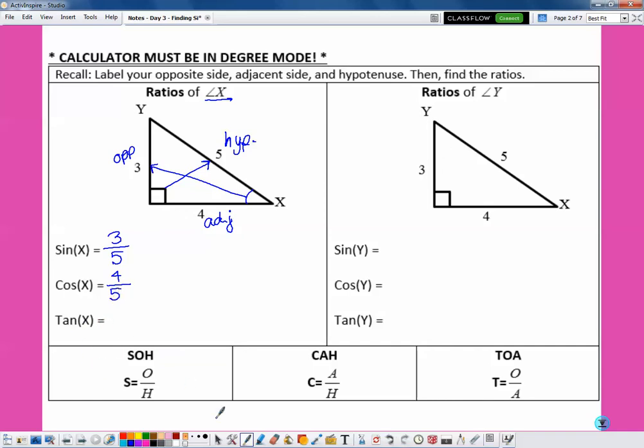For tangent, that's our TOA. Tangent equals opposite over adjacent. Opposite has a length of 3. Adjacent has a length of 4.